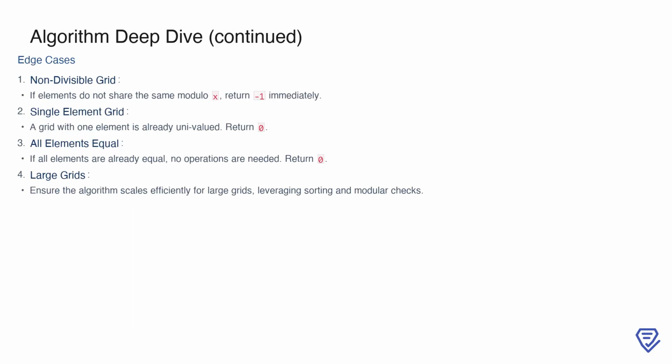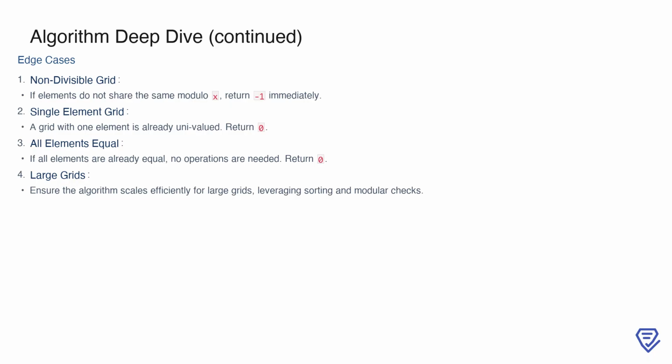To ensure the solution is robust, we must consider a few edge cases. First, if the grid elements don't share the same remainder modulo x, it's impossible to align them, and we should immediately return -1. For a single element grid, no operations are needed, since it's already uni-valued, so we return 0. Similarly, if all elements in the grid are already equal, the result is also 0 because no transformations are required. Lastly, for large grids, the algorithm remains efficient due to its reliance on sorting and modular arithmetic, which scale well.